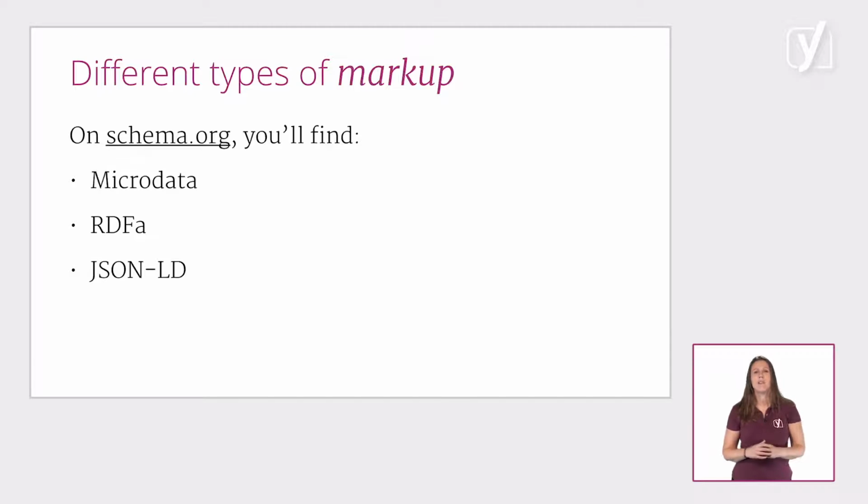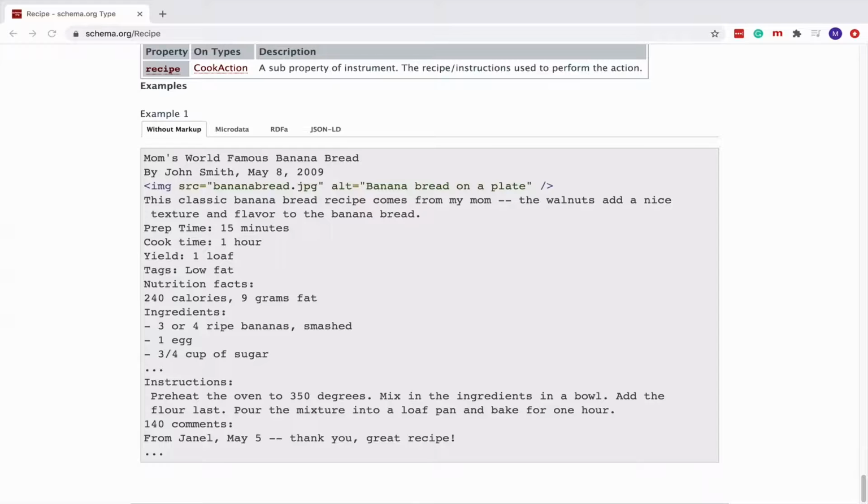Now, let's get a bit further into the markup, the way of writing code. On schema.org, you'll find different kinds of markups: microdata, RDFa, and JSON-LD. Let's take a quick peek at the different markups. Here you can see an example of a recipe without markup. So this is just plain text. It has a title, an author, an image, some nutrition facts, the ingredients, and the instructions. We can understand this text and distinguish the different elements, but it's not translated into the language search engines understand.